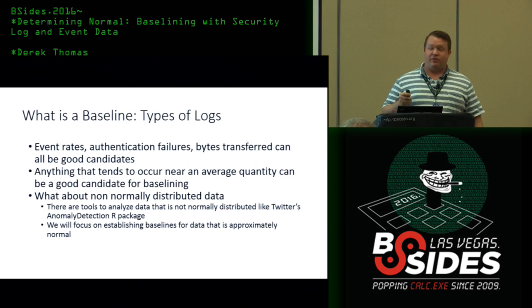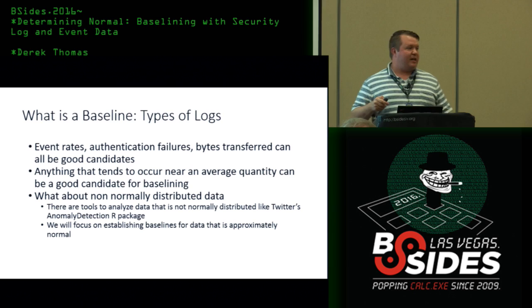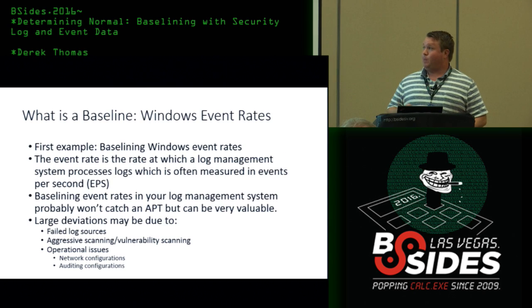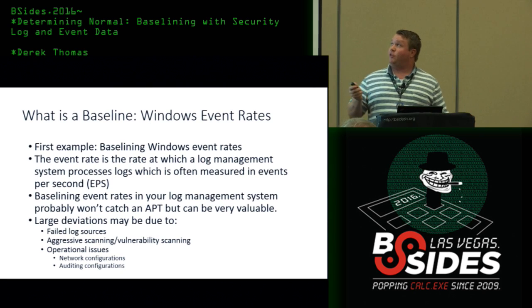The first question I always get is, what about non-normally distributed data? Well, there's other techniques for analyzing that. I'll probably show a tool at the end called Twitter's anomaly detection for non-parametric data, but we're going to focus on normally distributed data and creating thresholds and analyzing that.